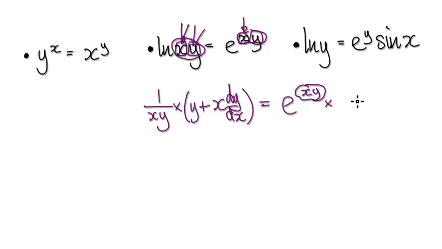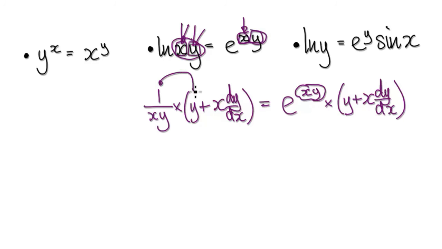So differentiate the first, which would be x, and then leave the second alone, and then plus, leave the first alone, and then differentiate the second, which will be dy by dx. So now you will have this. So your job is to get dy by dx on its own. So let's multiply this out.